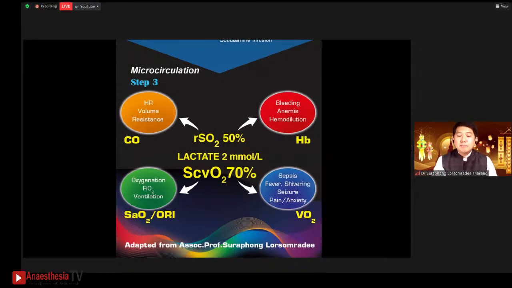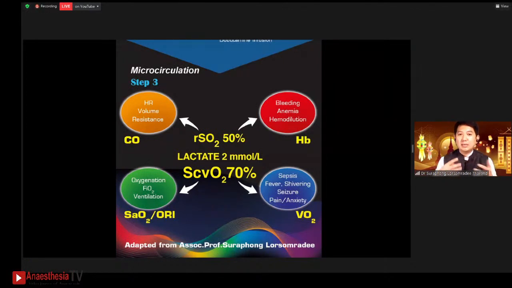The microcirculation assessment depends on how sophisticated a monitor we have. For example, if we don't have anything, we have simply a central venous catheter. We just draw a blood sample to send for arterial blood gas. If the saturation is less than 70, the microcirculation is not so good. Or if we have lactate in the arterial blood gas, if it increases to more than 2, it is related to poor microcirculation.